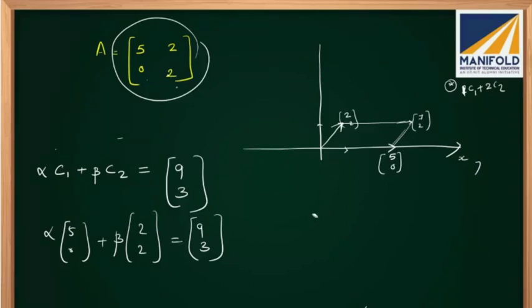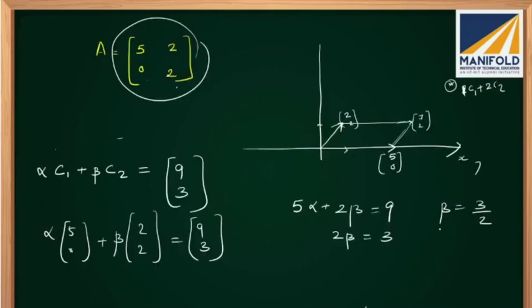Okay, what it means now. Alpha times 5 is 5 alpha plus 2 beta equal to 9, correct? 0 alpha plus 2 beta equal to 3. So beta should be equal to 3 by 2. And so 3 by 2 into 2 will be 3. Alpha should be, 1 second. Beta should be equal to 3 by 2. And alpha should be equal to, this is 3. So if I take it to the right, it will be 6 by 5.